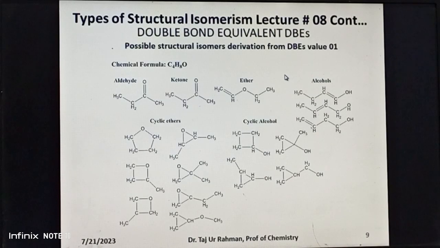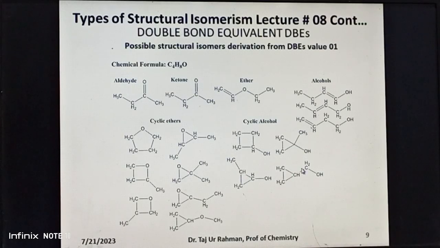Likewise, this is another molecular formula C4H8O with DBE value of 1 and contains an oxygen atom. As again it contains an oxygen atom, we can propose that its possible structural isomers may include aldehyde, ketone, ether, alcohol and some cyclic compounds.